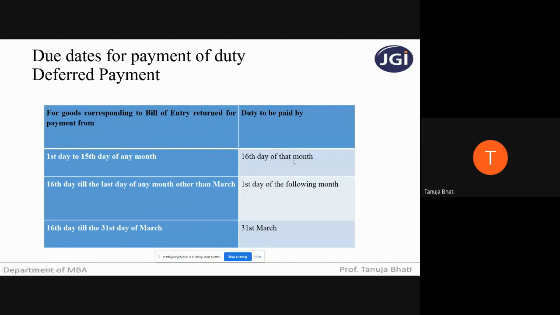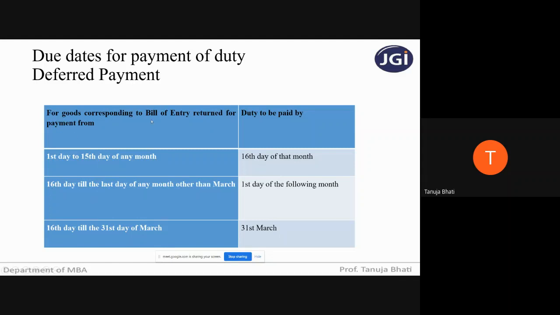So for the 1st to 15th day of any month, if the goods corresponding to the bill of entry are returned for payment, then the duty has to be paid by the 16th of that month. Suppose on 14th Feb the goods corresponding to the bill of entry are returned for payment, what will be the due date for payment of customs duty? It will be 16th Feb.